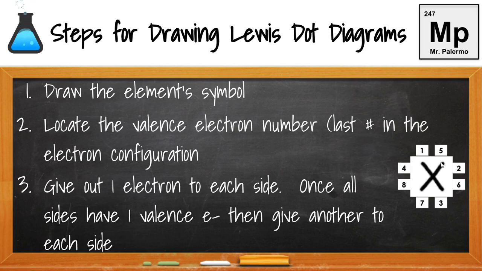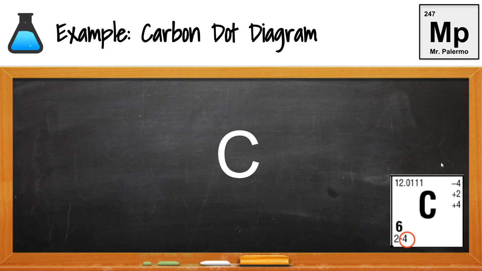So let's see an example. If you want to construct the Lewis dot diagram for carbon, I locate carbon's element box. I locate the last number of the configuration here, which is the valence electron number. So carbon has 4 valence electrons. I'm going to start by putting one dot at the top for one valence electron, then 2, then 3, and then 4. So I'm giving 1 to each side, and I'm working clockwise. And that is the completed dot diagram for carbon.